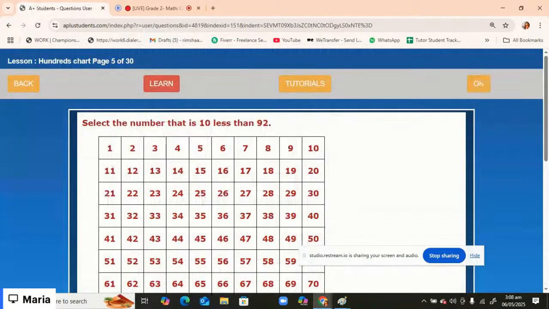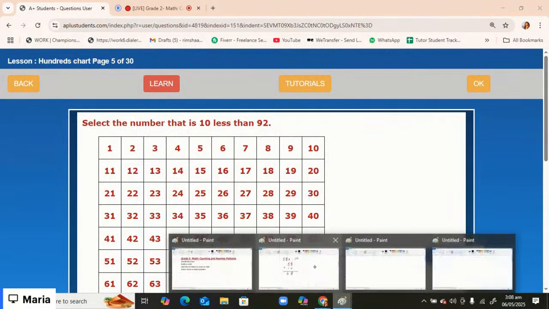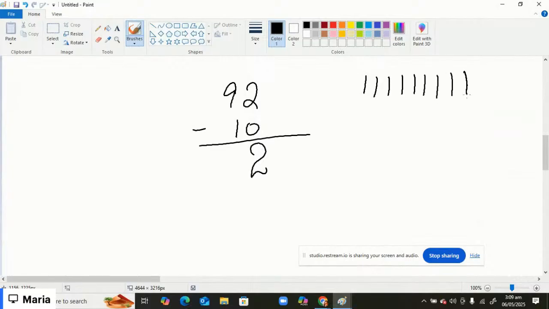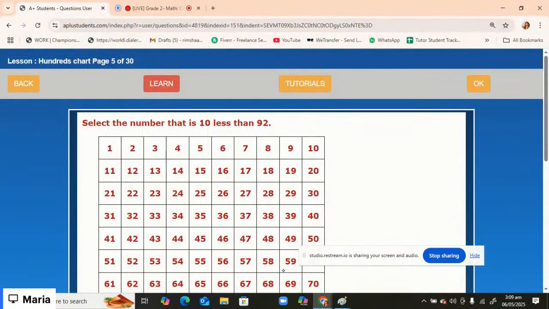Select the number that is 10 less than 92. What does it mean? Everyone tell me. 10 less than 92 means 92 minus 10. This is the meaning of less. Okay, now 2 minus 0 is 2. And 9 minus 1: draw 9 lines, 1, 2, 3, 4, 5, 6, 7, 8, and 9. Now we are going to subtract one line. How many lines are left? 1, 2, 3, 4, 5, 6, 7, and 8. 8 is left here. So that is 82.